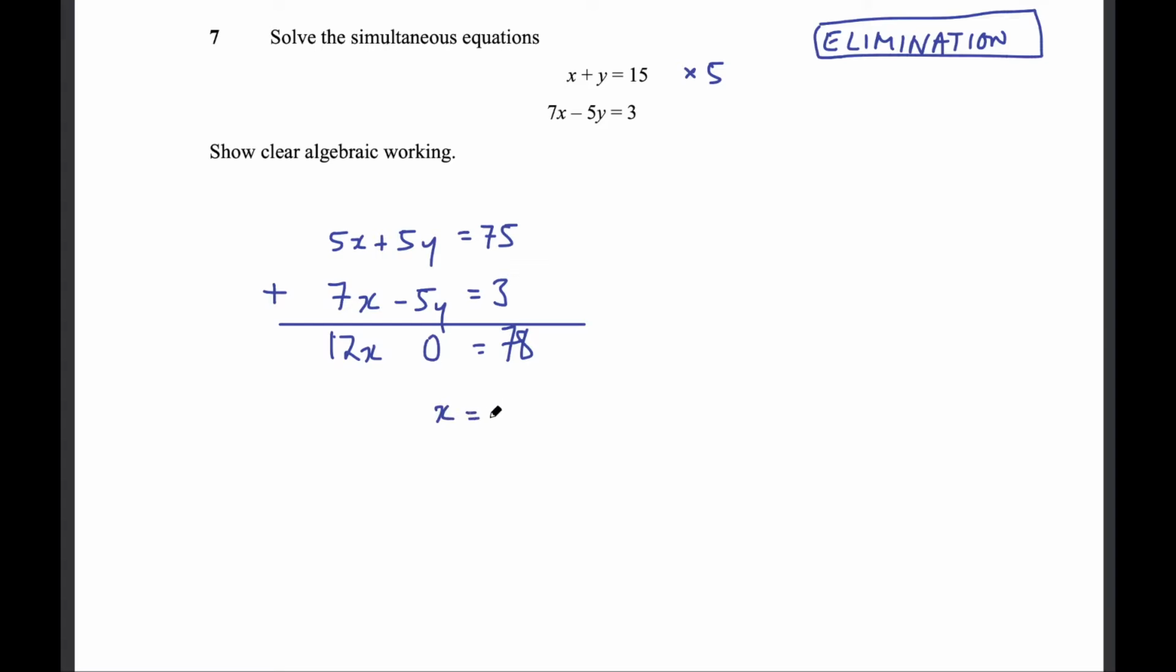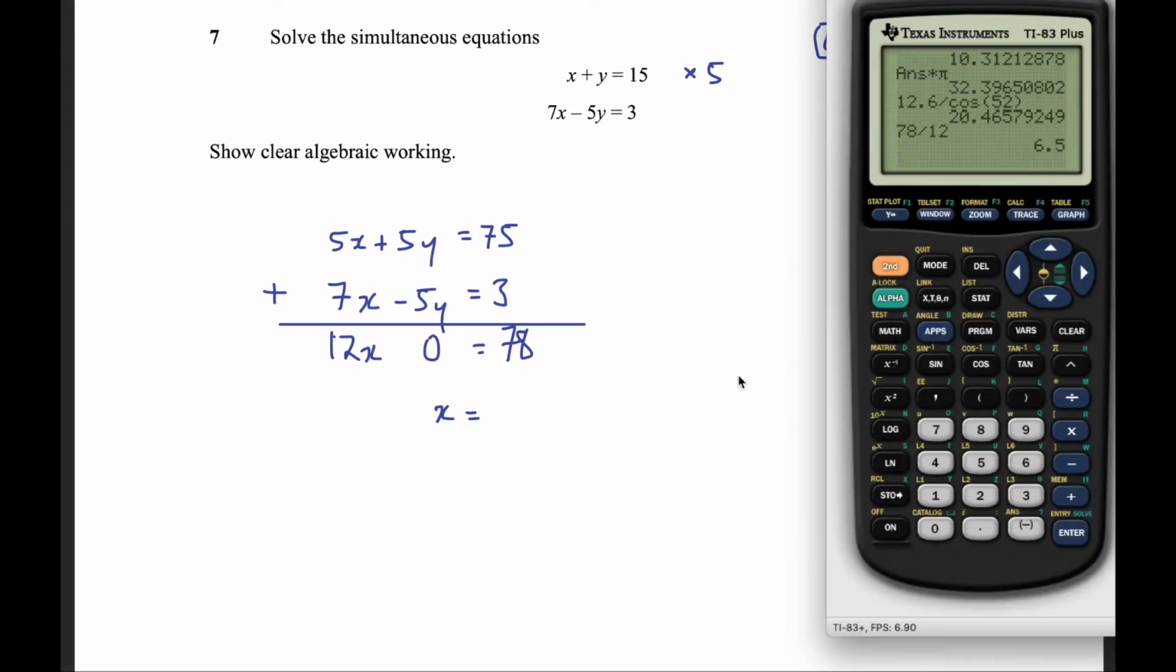That allows us to say that x would be 78 divided by 12. How many times does 12 go into 78? 78 divided by 12, 6.5.